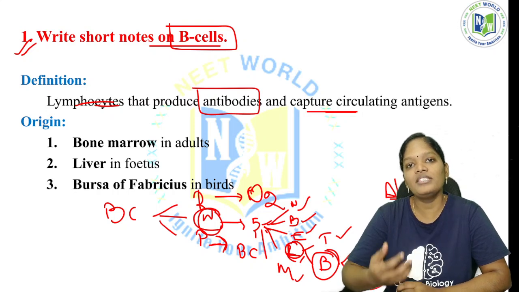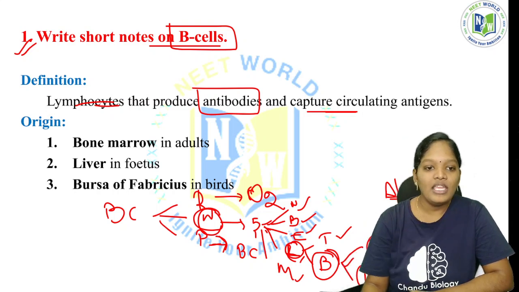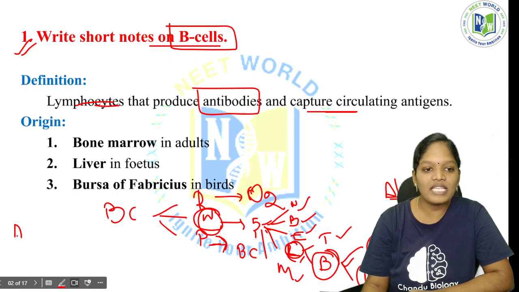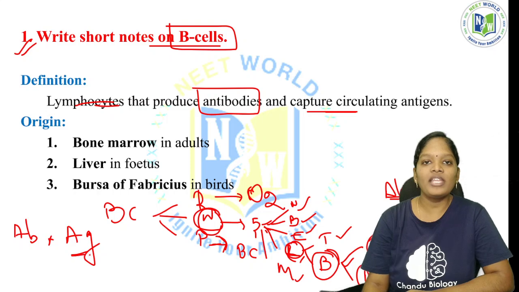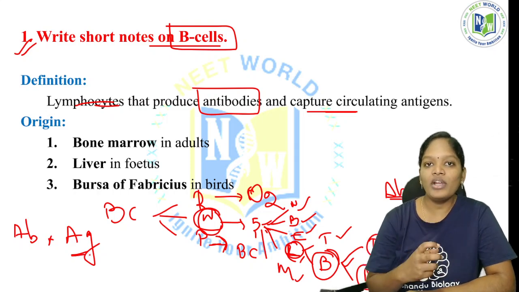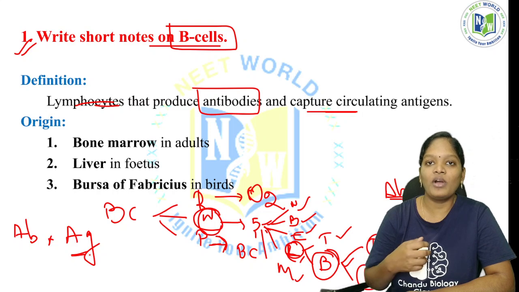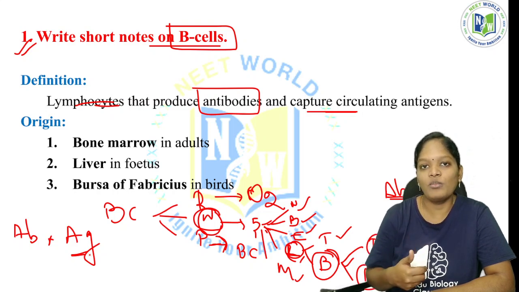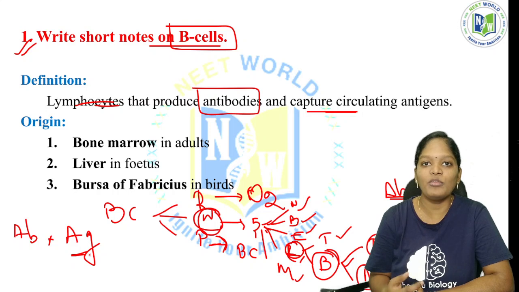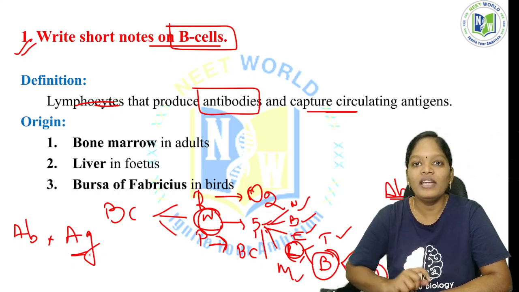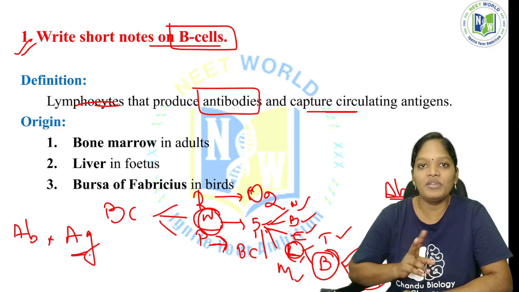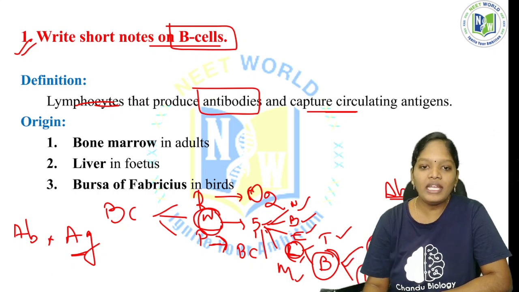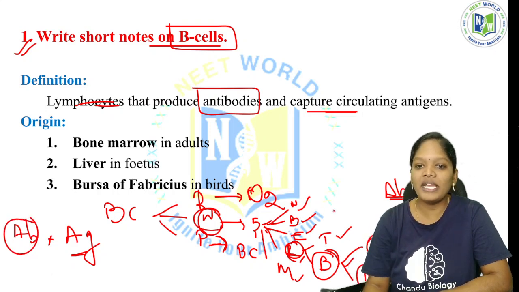You have to understand the basic difference between the antibody and the antigen. Antigen is a foreign particle that enters our body. Antibody is the one produced against the antigen that enters our body. Our body synthesizes the antibody to kill the antigen. This is the basic difference between antigen and antibody. And this antibody is secreted by the plasma cells, and the plasma cells are nothing but a type of B cell lymphocyte.